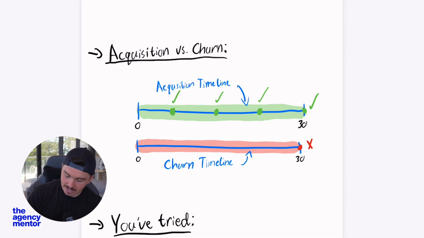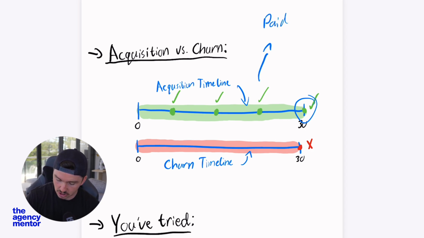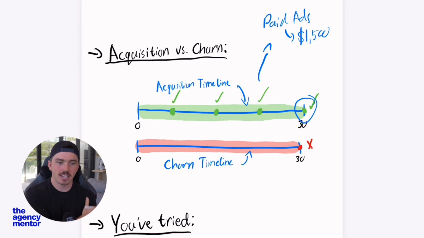So let's say you've got an acquisition timeline, and typically you acquire a client every 30 days. This could be 30 days, 45 days, 60 days, whatever it is. You might be doing things like paid ads to generate that client, and let's say you spent $1,500 a month on the paid ads. This is after everything. You got 100 leads, 70 booked calls, 60 showed up, whatever the numbers were at the front end, you only signed one. Cool. One client, and it costs you $1,500 to get them in 30 days.